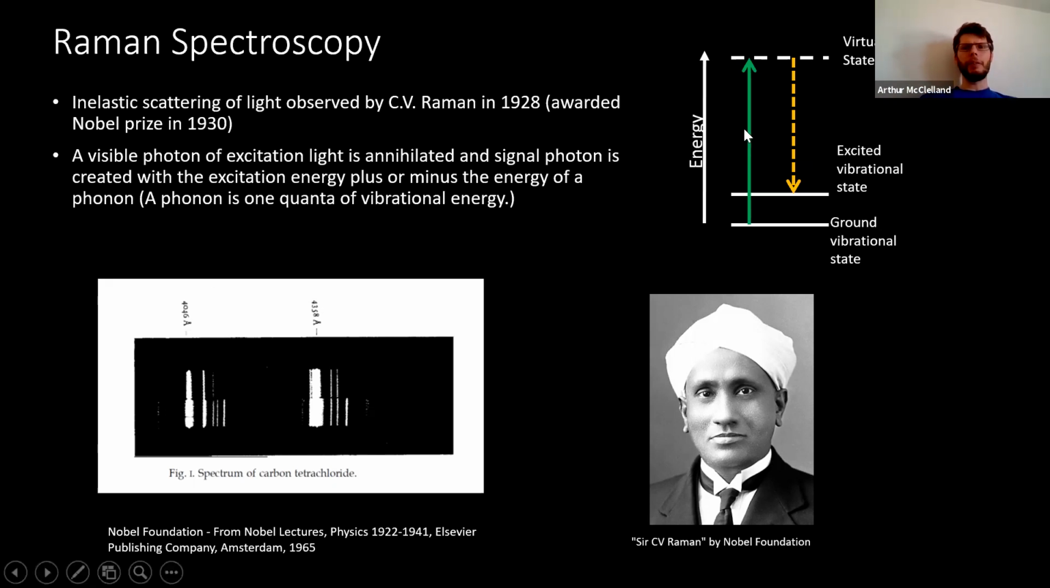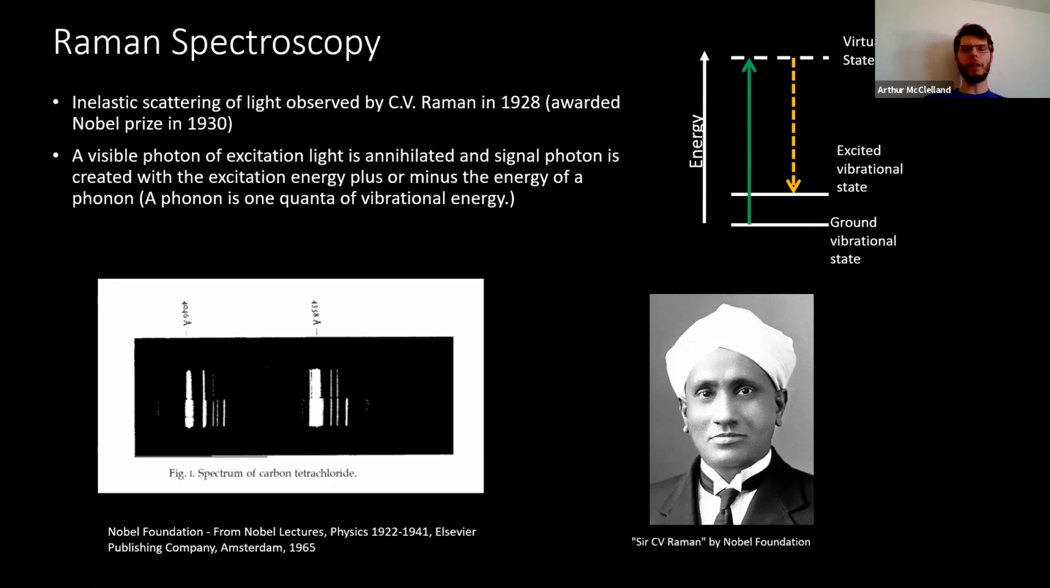But here we have a visible photon. It comes into our sample, and it doesn't have enough energy to excite the system to an excited electronic state. It goes up to what's called a virtual state, and there's an infinite array of virtual states within the bandgap. But because it's not a real state, it can't stay there. And it goes up. Most of the time, it just comes back down to the ground vibrational state, and what we see is Rayleigh scattering.